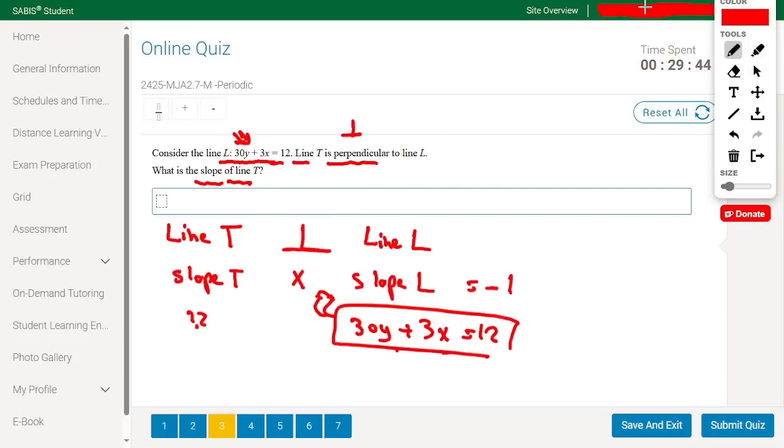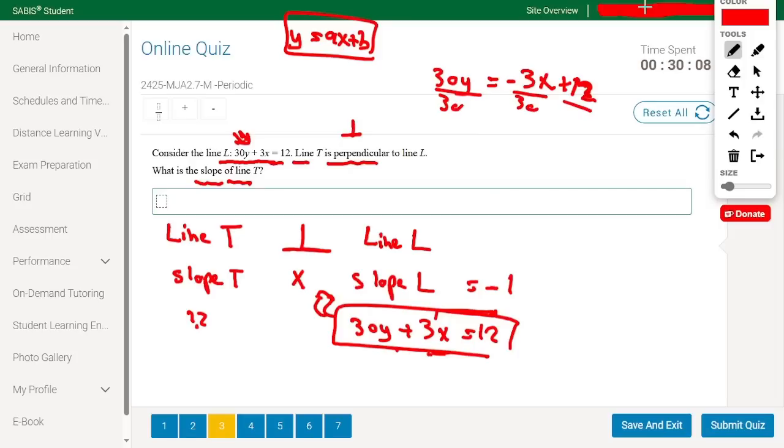Now this equation we will make in the form y equal to ax plus b, the same form. So we have here 30y equal to minus 3x plus 12, because this one will go to the other side with minus. Now divide by 30. So y will equal minus 1 over 10 x plus 12 over 30.